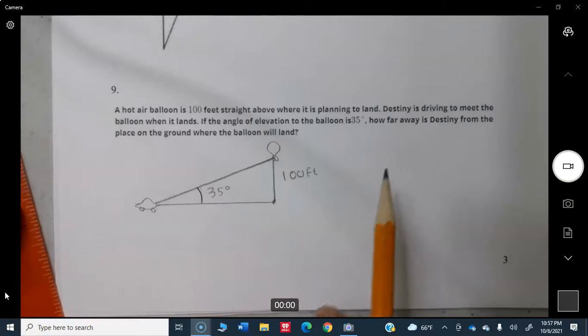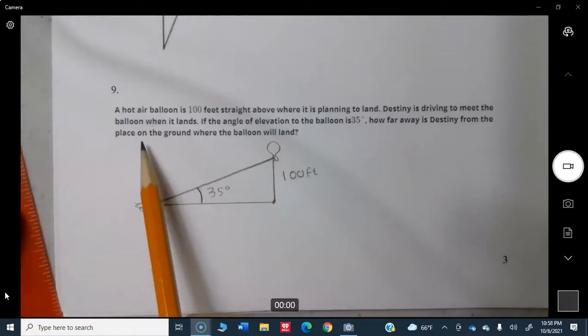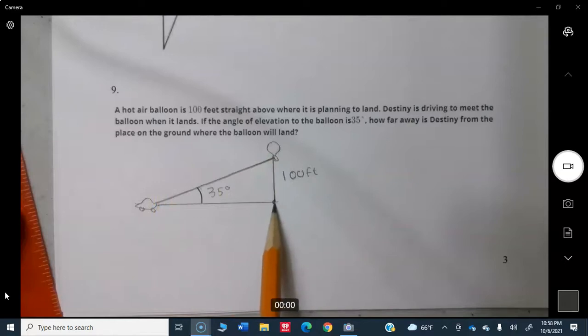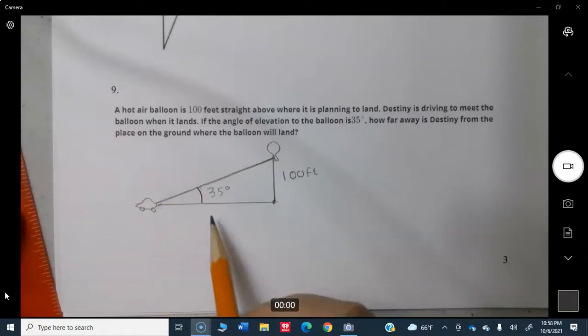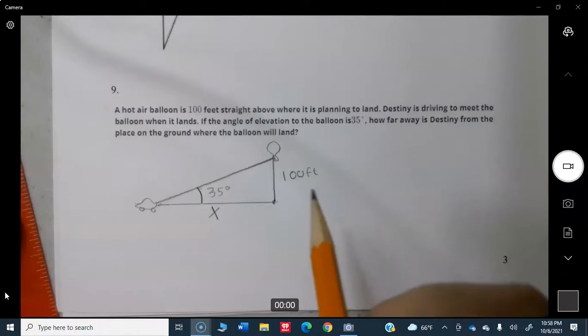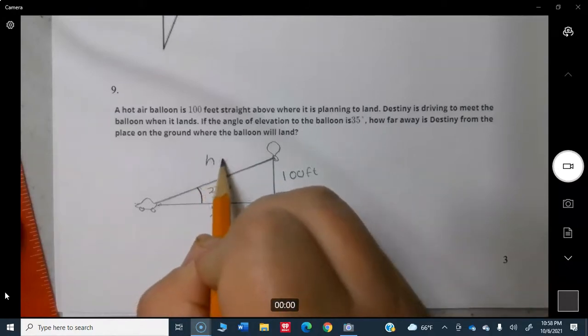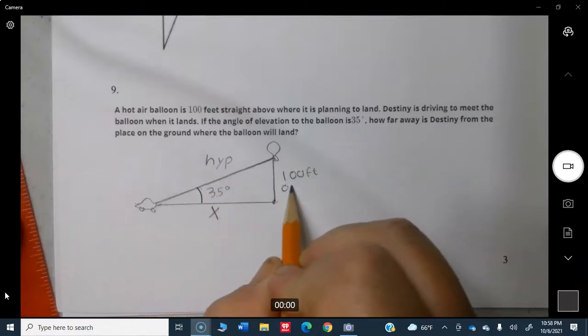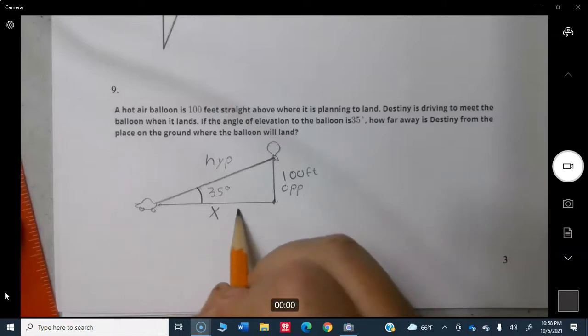And the question it's asking is, how far is Destiny from the place on the ground where the balloon will land? So this is the place on the ground. This is her. So it wants to know this distance x, that distance right there. All right, so now it looks similar to the other problems. So you got to label the sides, hypotenuse. Here's the angle, so this is the opposite. And this is the adjacent.